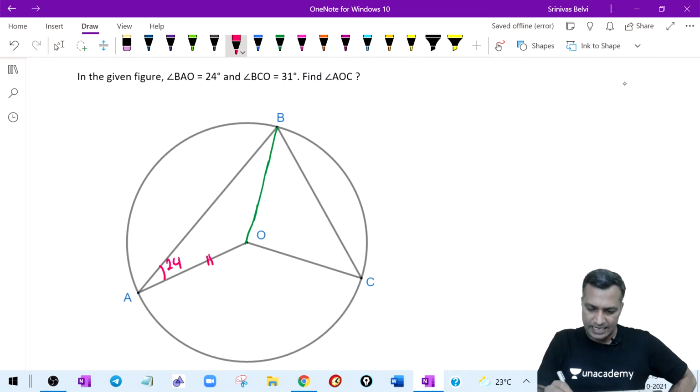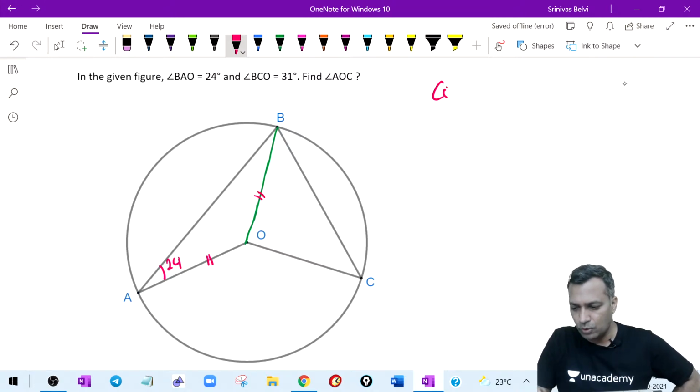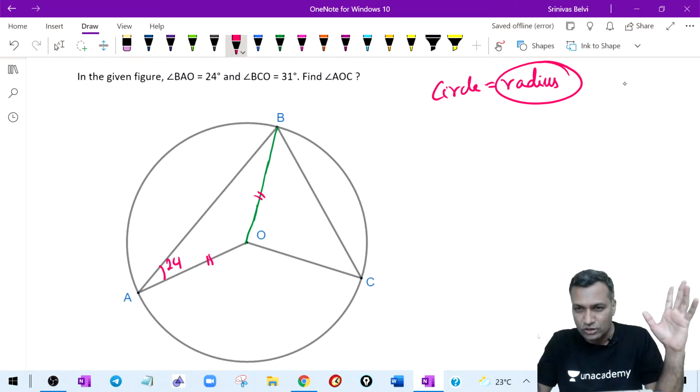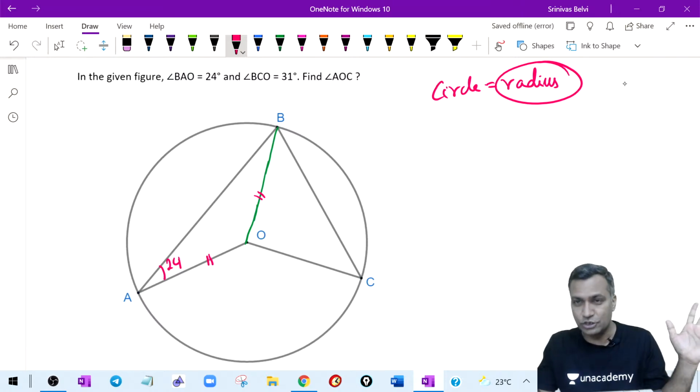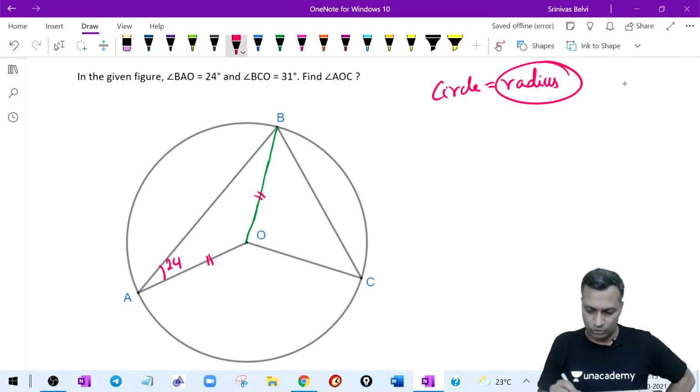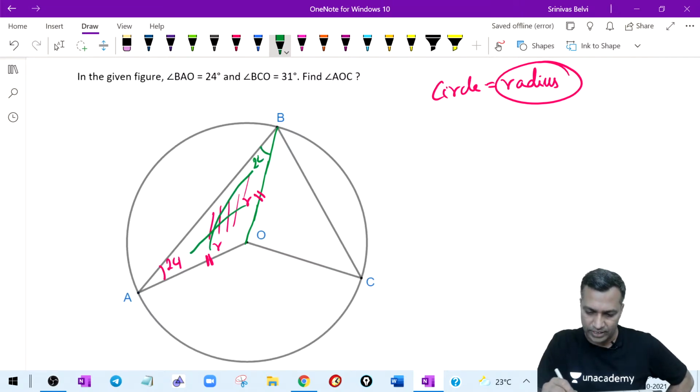I know that this is a radius. In the circle, the most important thing is the radius, because there will be many radii in most circles. You can draw them, and you will find that they are equal in length, so capitalize on that fact. This length is equal to this length, because this is a radius. Focus only on this triangle. Don't go beyond this. The angle opposite this radius is 24, therefore the angle opposite this side is also 24. Fair enough. So that measure is 24.